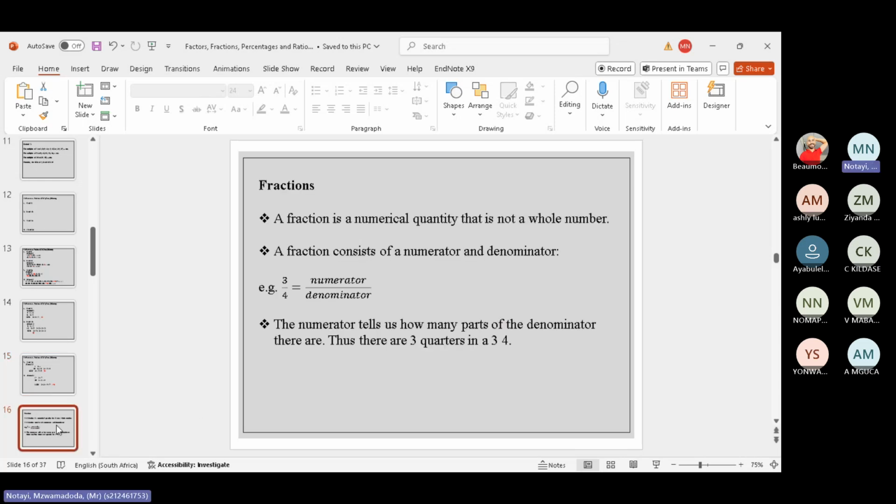Okay, let's continue. The other thing we look at is fractions. A fraction is a numerical quantity that is not a whole number. A fraction consists of a numerator and a denominator, e.g. 3 divided by 4. The number on the top we call the numerator, and the one at the bottom we call the denominator. So the numerator tells us how many parts of the denominator there are. Thus, there are 3 quarters in 3 over 4.